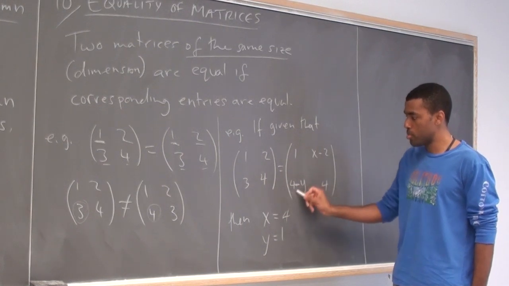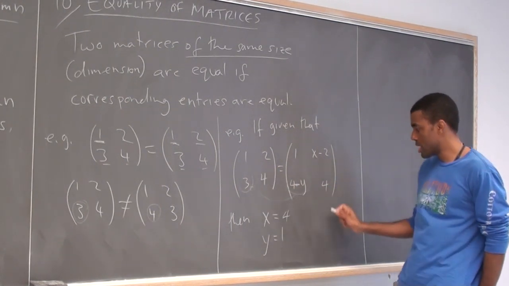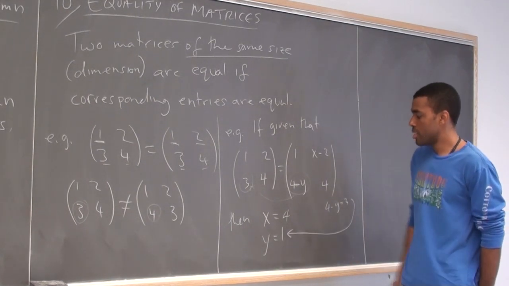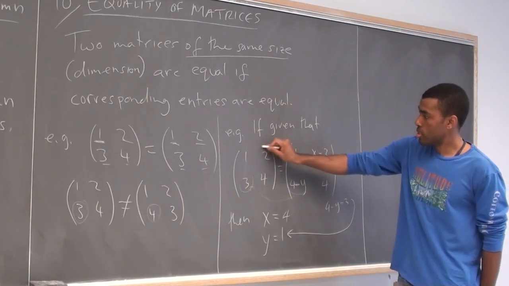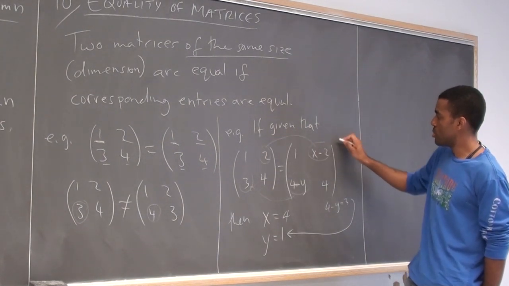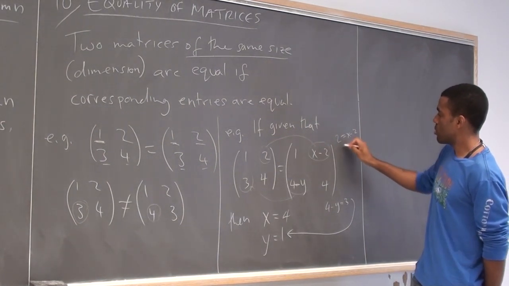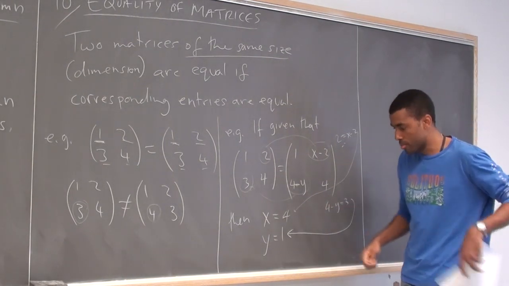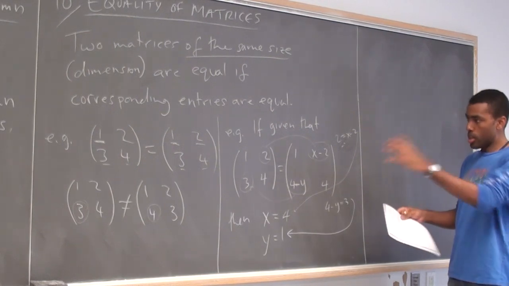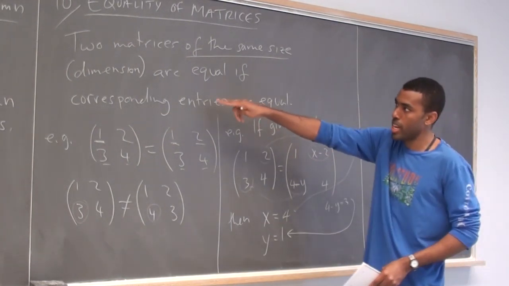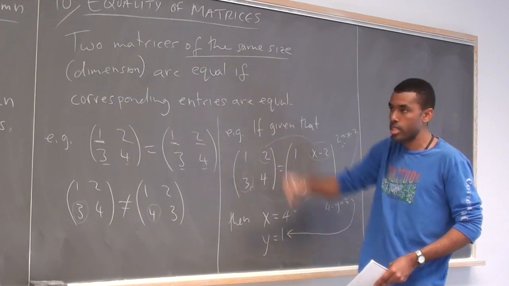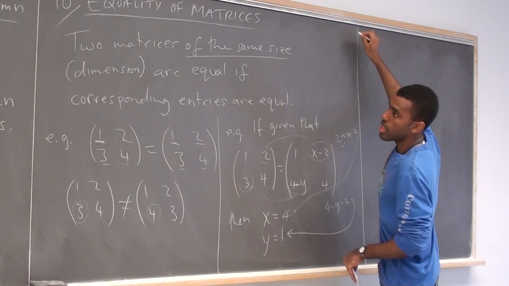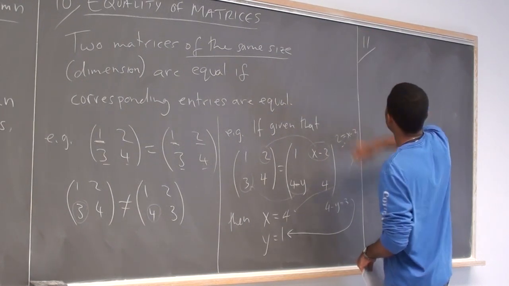So you have to know how to match matrices up. You must have 4 minus y equals 3, which implies this guy. And you must have that 2 is equal to x minus 2, which gives you that guy. So just know two matrices are equal if corresponding entries are equal, and of course to have a corresponding entry, you have to have the same size, same dimension, same number of rows and columns. That was definition 10.